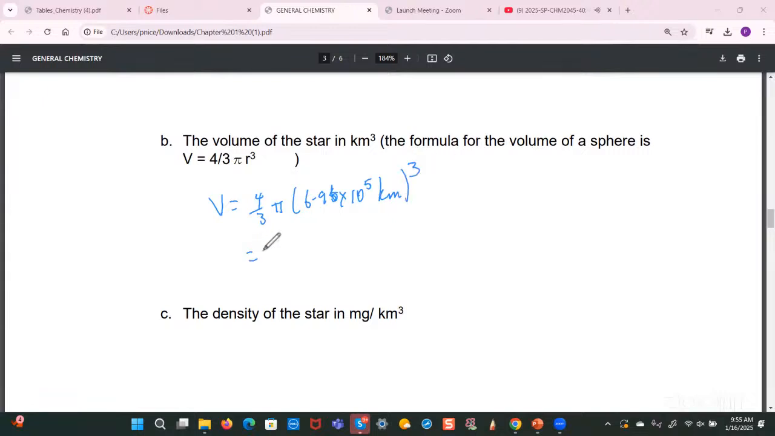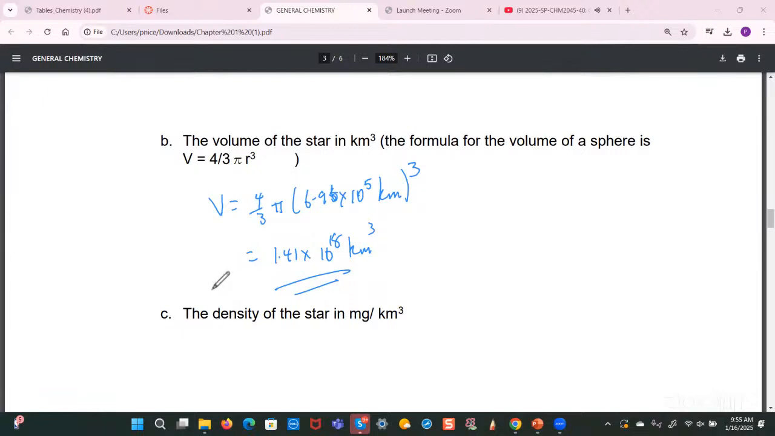So let's see what is here. 6.96 times 10 to the 5, and then cube it, and then times pi, and then times 4 divided by 3. Okay, so this is what I got, rounded to 3 sig figs, 1.41 times 10 to the 18 kilometers cubed. All right, so that would be the volume of the star in kilometers cubed.